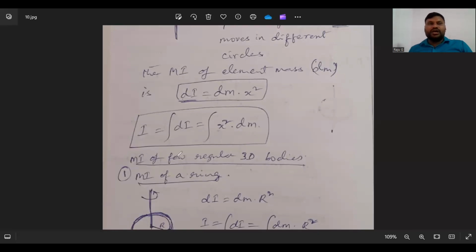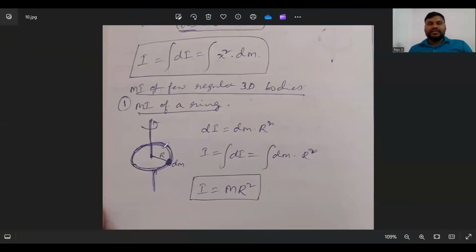For example, moment of inertia of a ring, we will find. Consider a ring and we need to find the moment of inertia about its axis. About its axis means the axis passing through the center of the ring and perpendicular to the plane of the ring. Let us consider a small elemental mass dm, and the moment of inertia of this elemental mass will be dI. dI is equal to dm into r square, which is r distance away from the center axis of rotation.